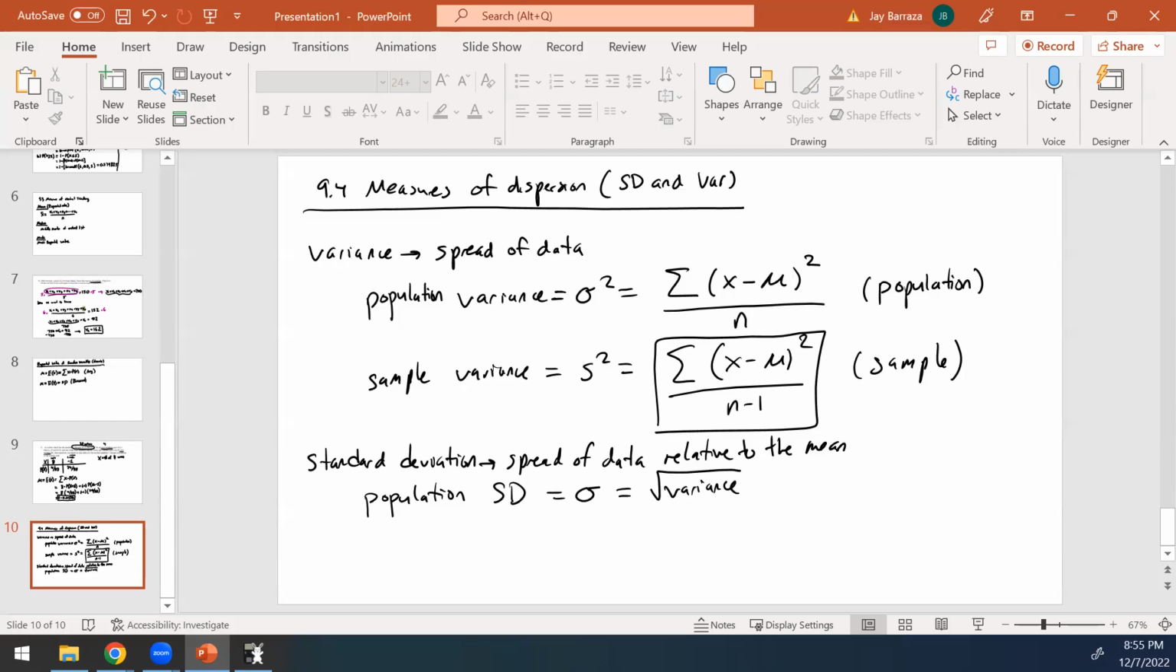Okay. And then the sample standard deviation is equal to S, which is equal to the square root of the variance, once again, which is the square root of S squared. Like, don't memorize the formula, okay?